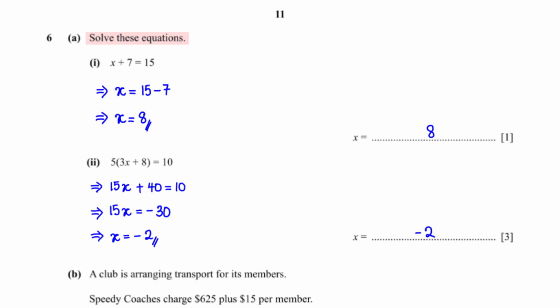Solve these equations. x plus 7 equals 15. When we subtract 7 from both sides of the equation, this is what we have. 15 minus 7 is 8.